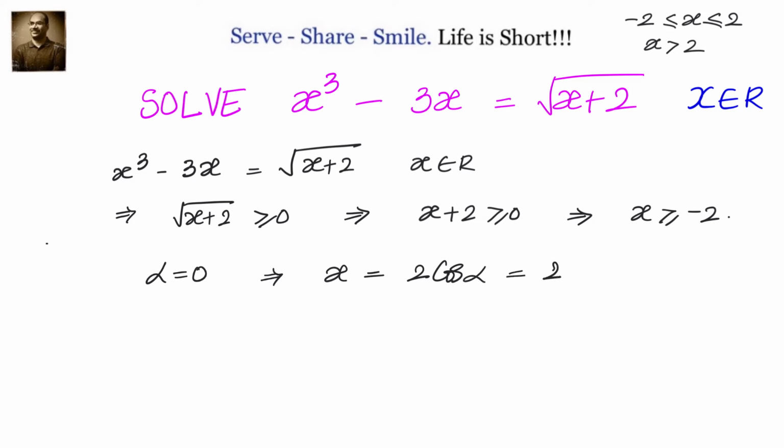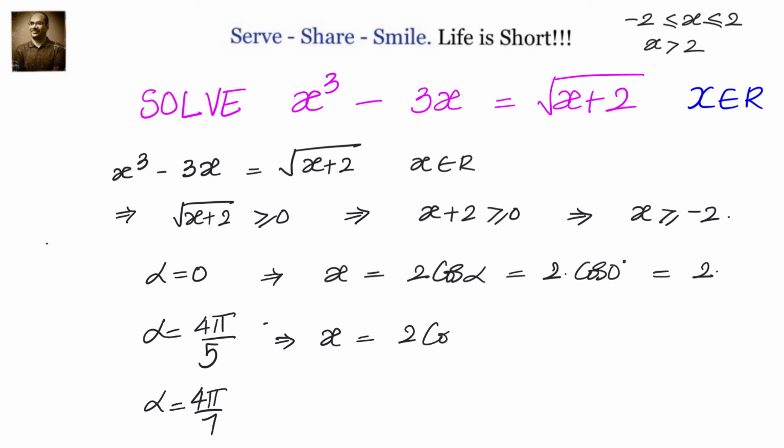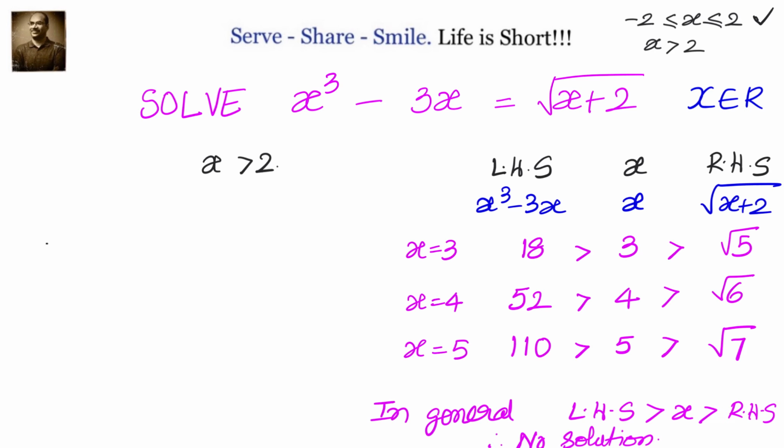Now let's substitute them in x and find the values of x for these alpha values. x equals 2 cos 0, which equals 2. So one solution is x equals 2. The other solutions come from alpha equals 4 pi by 5 and alpha equals 4 pi by 7. That gives us x equals 2 cos 4 pi by 5 or x equals 2 cos 4 pi by 7. So in the interval minus 2 to 2, we have 3 solutions for x.